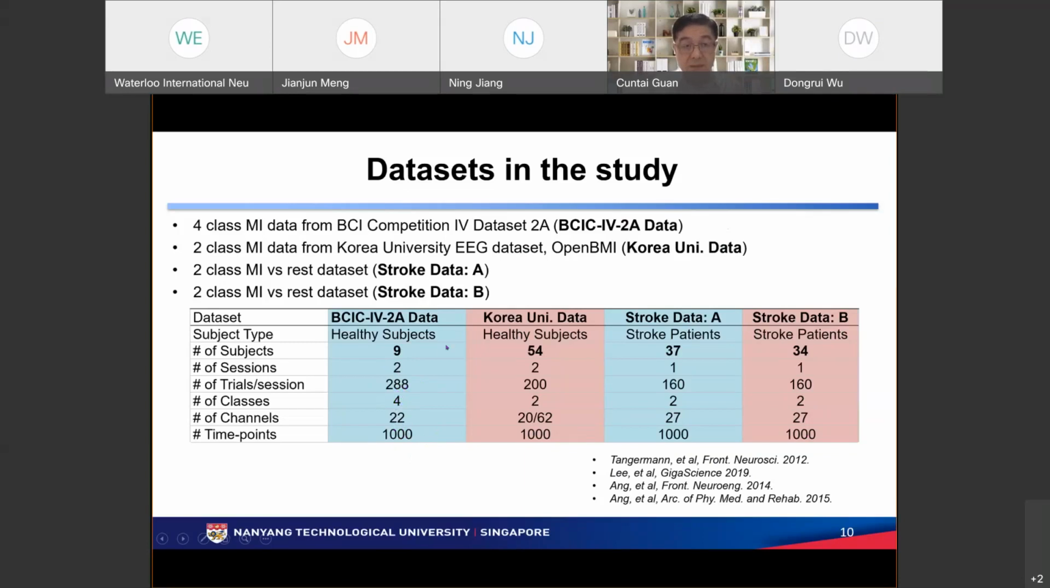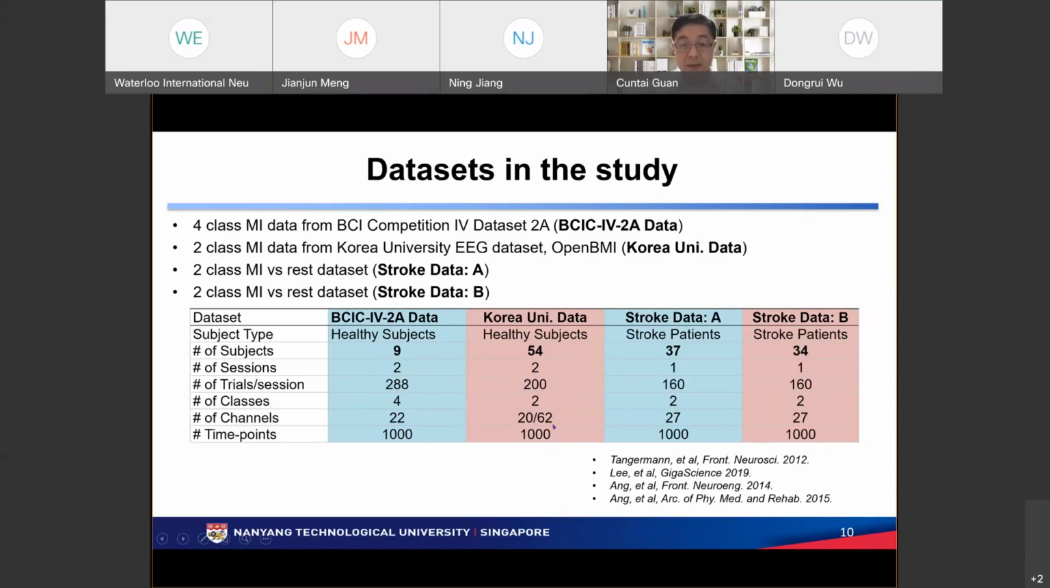So that's the competition data. Another dataset is from Korea University, which has a much larger population, 54 subjects, 2 classes, left and right motor imagery. There are 2 sessions, on 2 days. Each day they have 200 trials, 100 for each class.